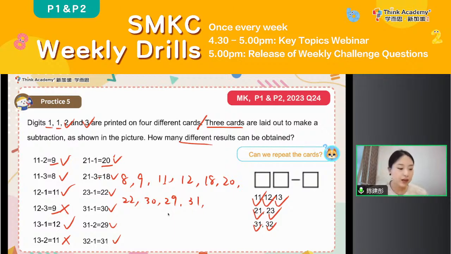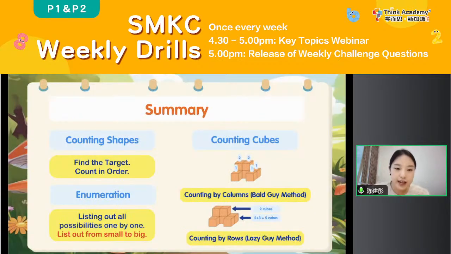Everyone, if you can understand this, give me a big thumbs up. So we can see there are only 10 different results. So this is all we learned today.